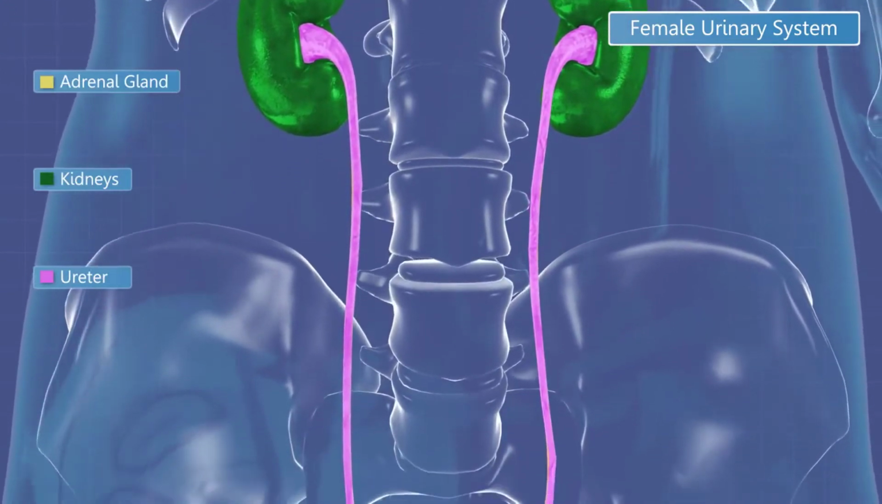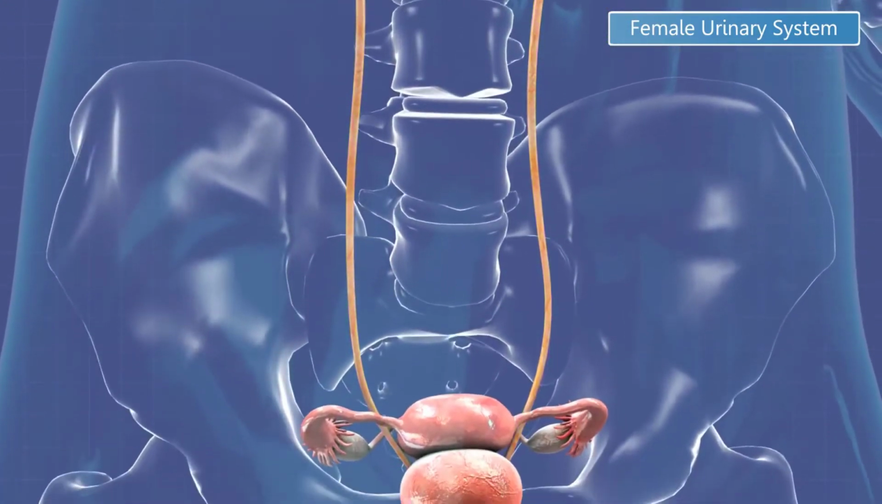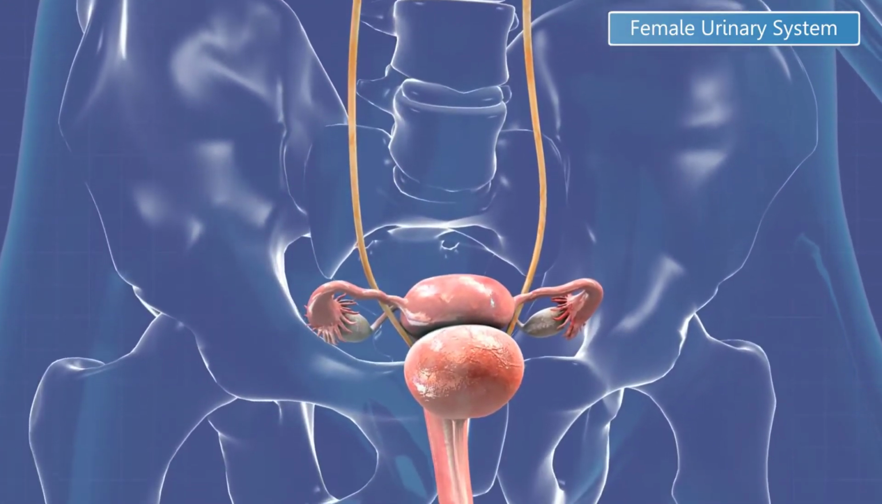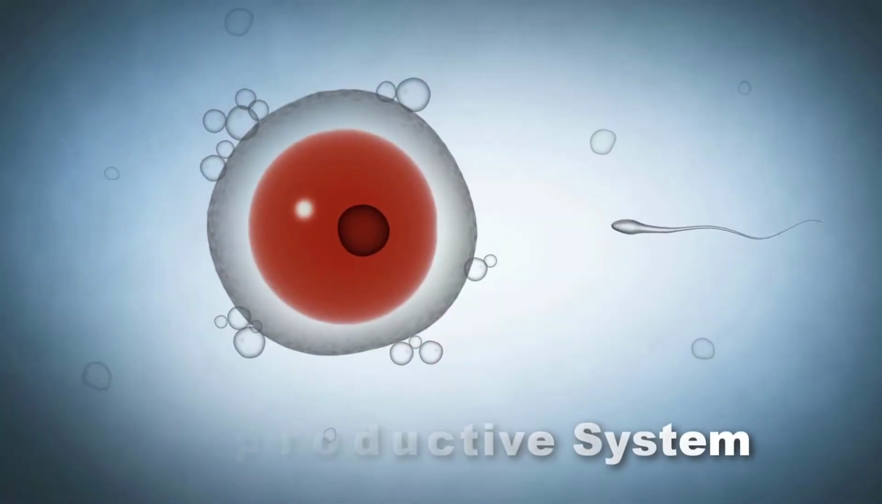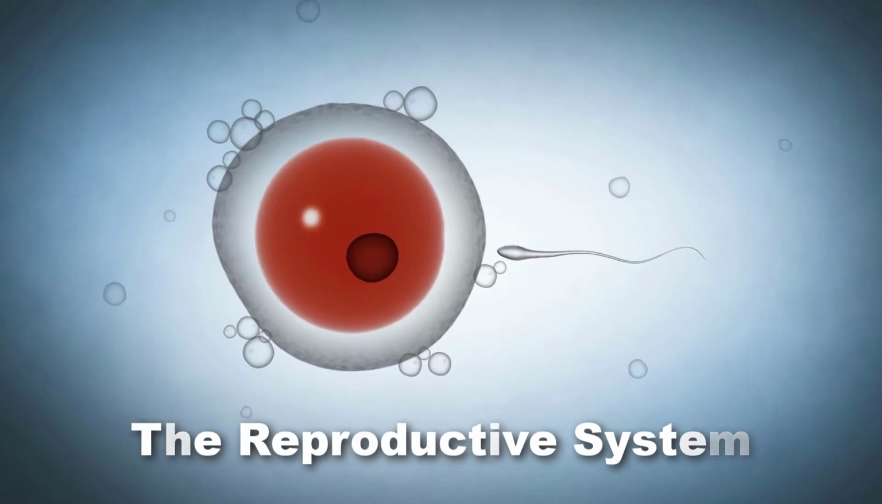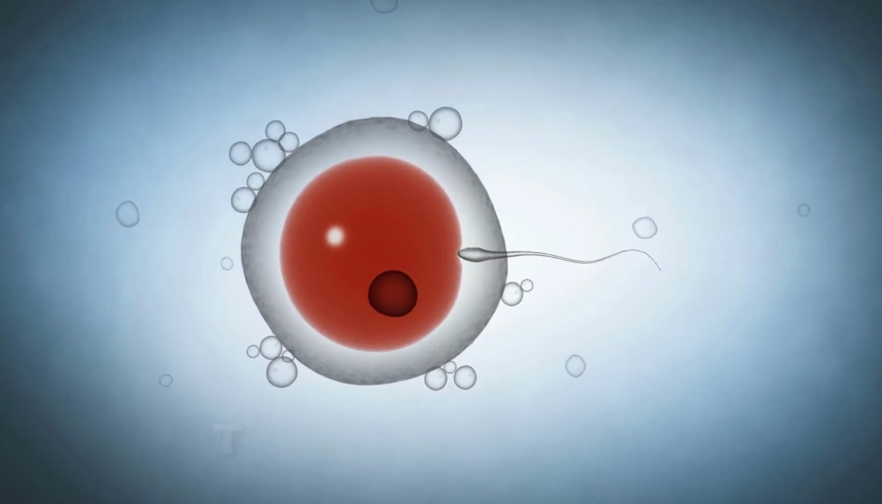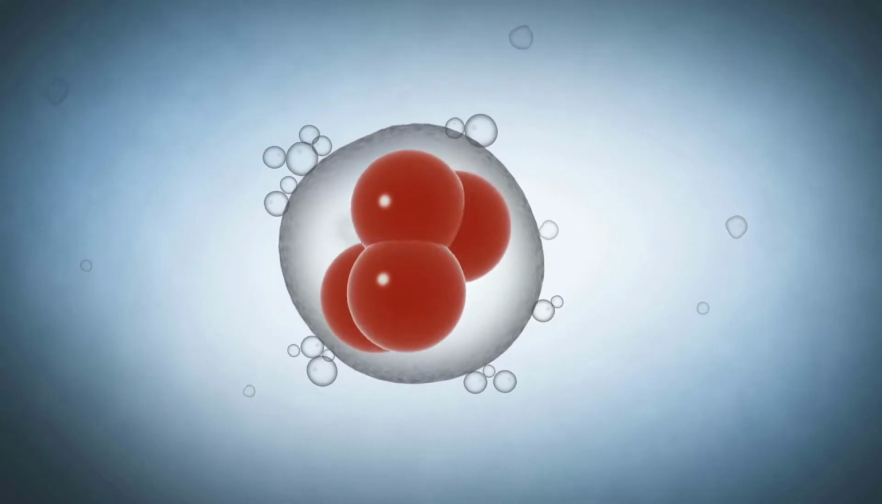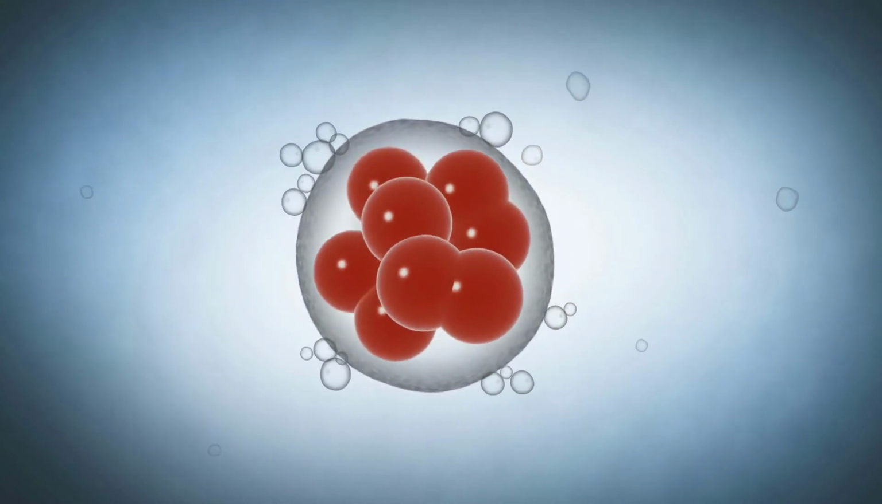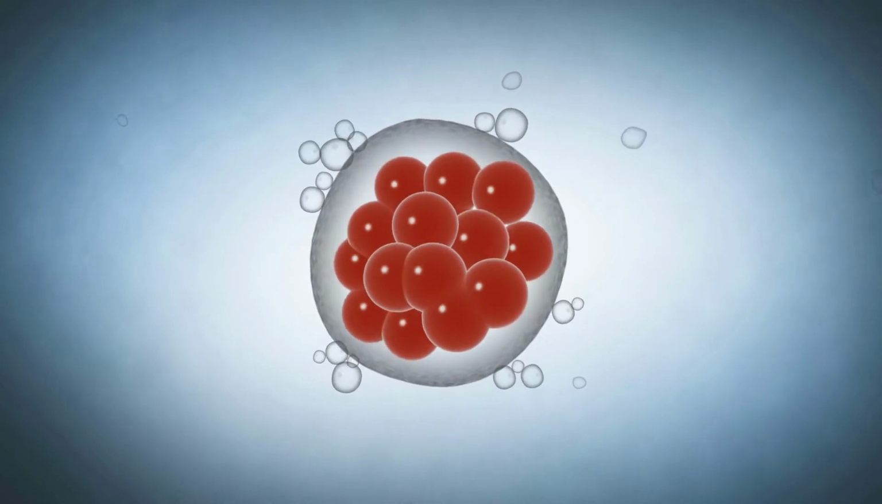The organs of the urinary system include the kidneys, the renal pelvis, the ureters, the bladder, and the urethra. Within the context of producing offspring, the reproductive system functions to produce egg or sperm cells, to transport and sustain these cells, and to nurture developing offspring.